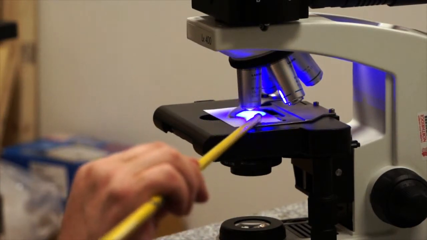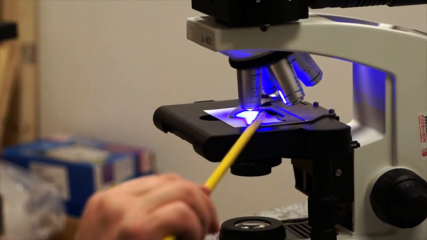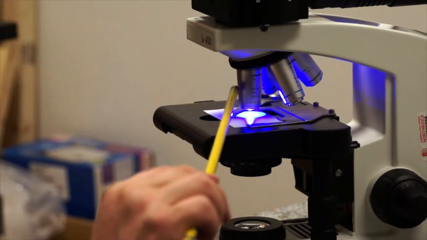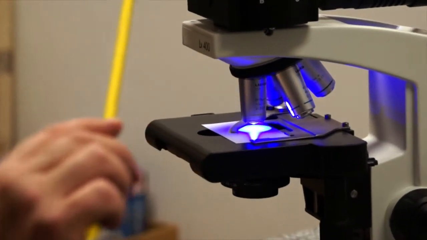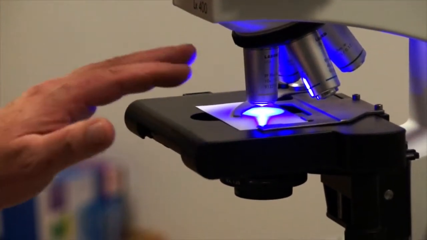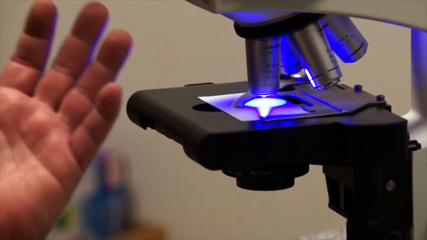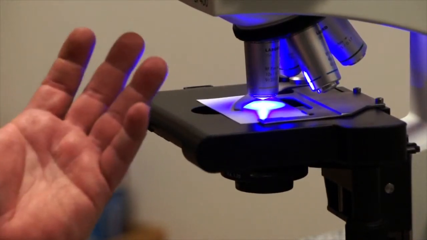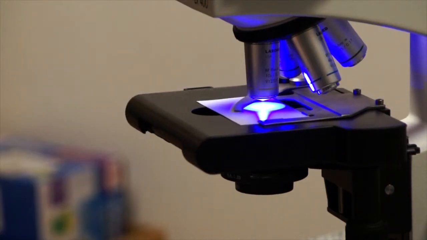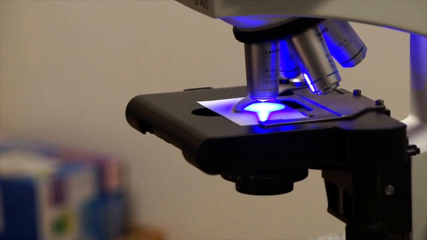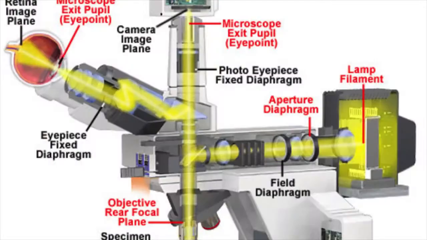But the light that comes off the specimen, or the emission light, travels through the objective and to the observer's eyepieces. This is very low light, and therefore you will often see a fluorescent microscope used in a dark room. Now we're going to go to the diagram and show you these features on the diagram as well.